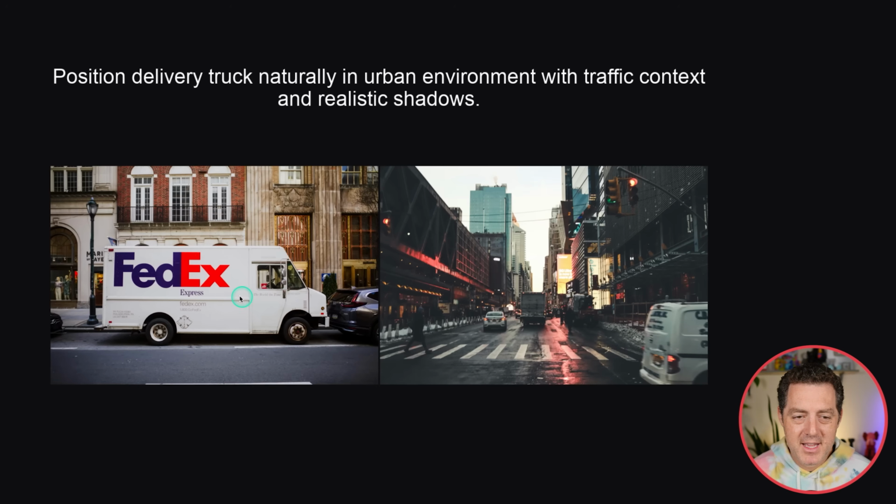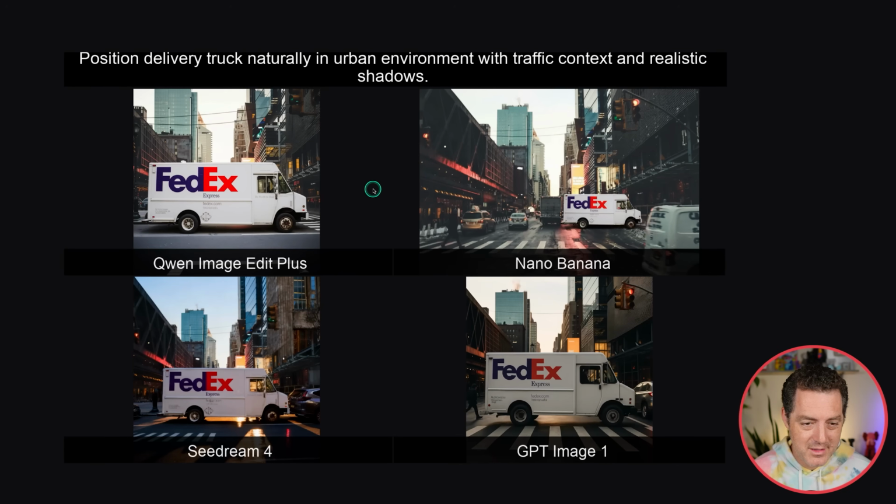Next, we have a FedEx truck parked in a city. On the right, we have maybe another city, but definitely another street inside of a city, and position delivery truck naturally in urban environment with traffic context and realistic shadows. Let's see what we got. All right, so let's see which one sticks out as not so good. I think Nano Banana actually. So the consistency of the city shot is really good. However, the FedEx truck, the lighting just does not match. It looks like it's just sticking out and it's oversaturated here.